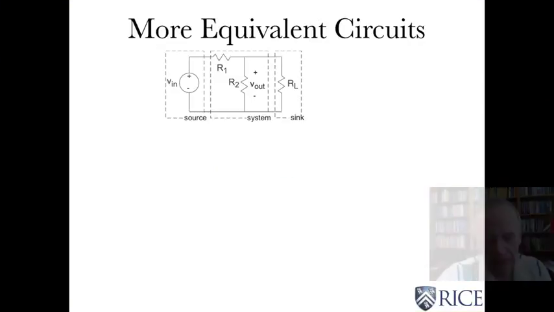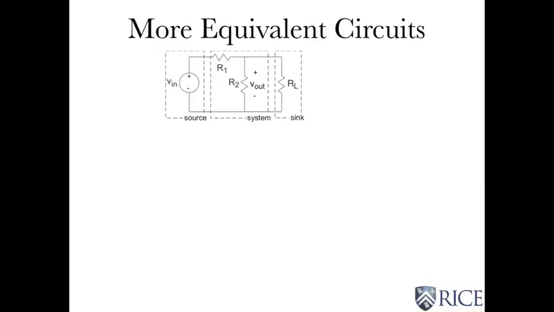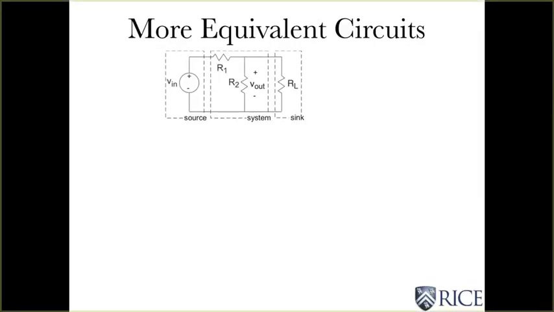So let's talk a little bit about an extension of what we've already talked about. If you recall, this was our original circuit. We had a source, and our system was a series resistance, and we know that for that case, V out was R2 over R1 plus R2 times Vn. We used voltage divider to find it.